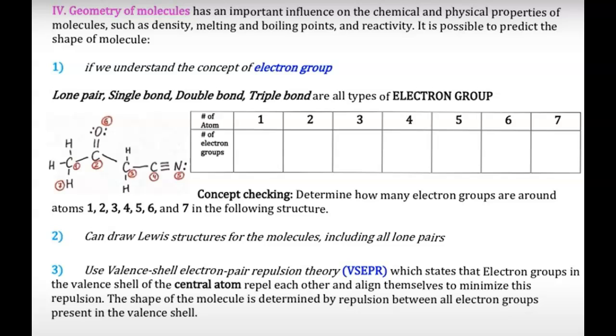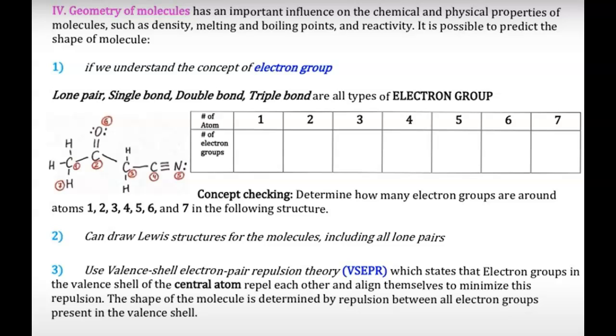So, to determine the geometry or shape of a molecule, you need to understand the concept of electron groups. Electron groups are not just bonds, single, double, triple, but they also include lone pairs. Electron groups are any group of electrons, basically. So if you have a bonding pair, that would be a single, double, or triple bond, or you have a non-bonding pair, which is a lone pair. But they are still electron groups.